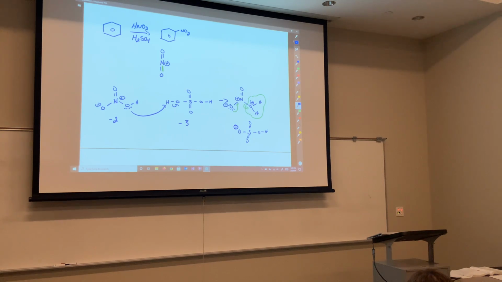But when you mix those two together, you'll end up making NO2 plus, okay? Which is a good electrophile. And then what's going to happen? Pi bond's going to reach out, grab the... Pi bond's going to hit what? The nitrogen, right?